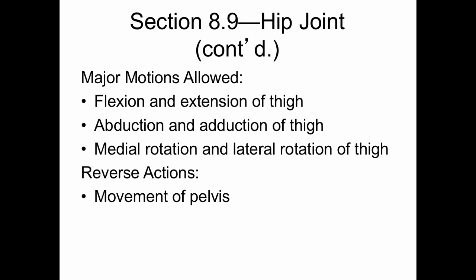Within the sagittal plane, the hip joint allows the axial movements of flexion and extension around the mediolateral axis. In the frontal plane, it allows abduction and adduction around the anterior-posterior axis. Within the transverse plane, it allows medial rotation and lateral rotation around a vertical axis. Reverse actions of the pelvis at the hip joint are anterior tilt and posterior tilt in the sagittal plane, depression and elevation in the frontal plane, and right rotation and left rotation in the transverse plane.